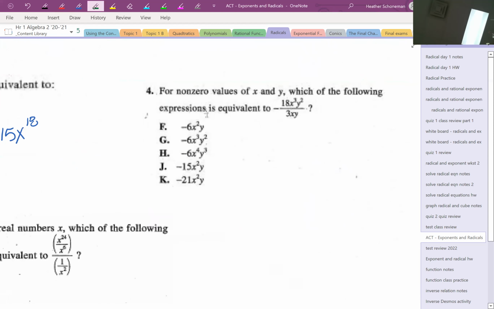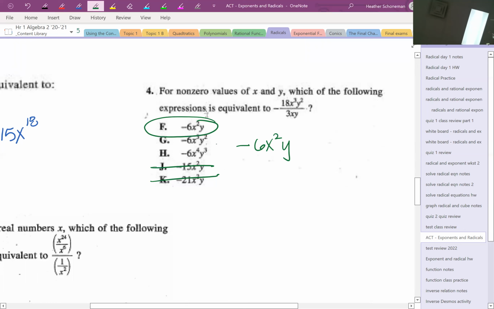Okay, let's look at number 4. We just did one like this a little bit ago. The negative stays out front. 18 divided by 3 is 6. So those answers don't work. 3 x's on top, 1 on the bottom, we get x squared. 2 on the top, 1 on the bottom, we get y. This is the best answer. Those don't work.